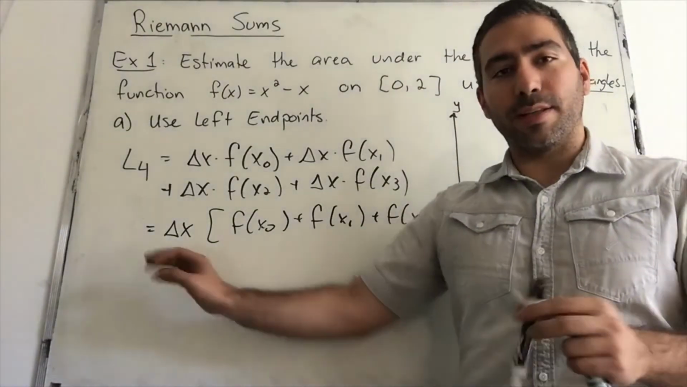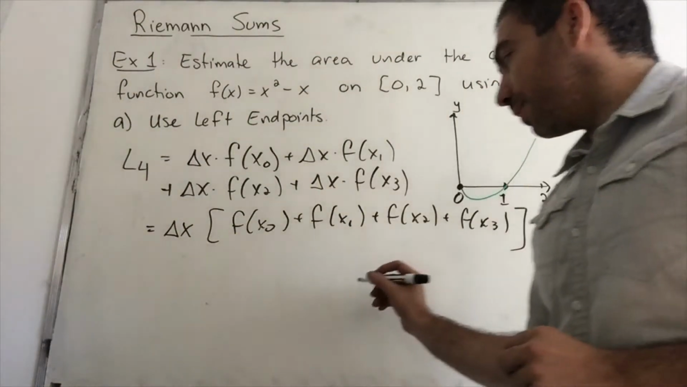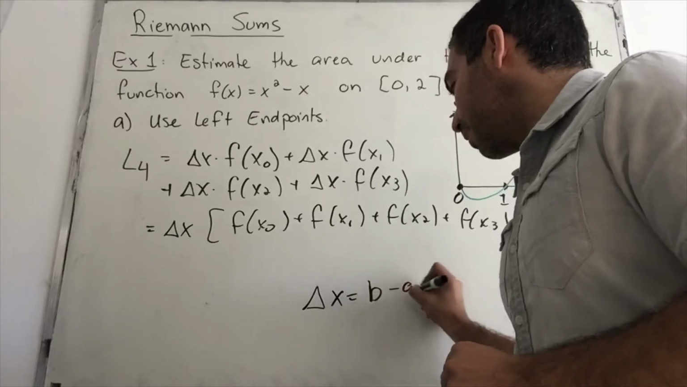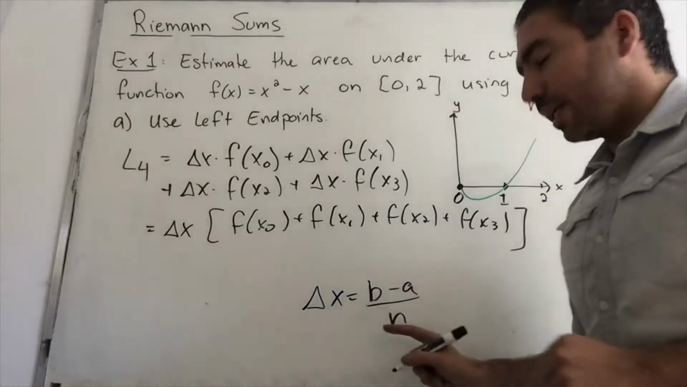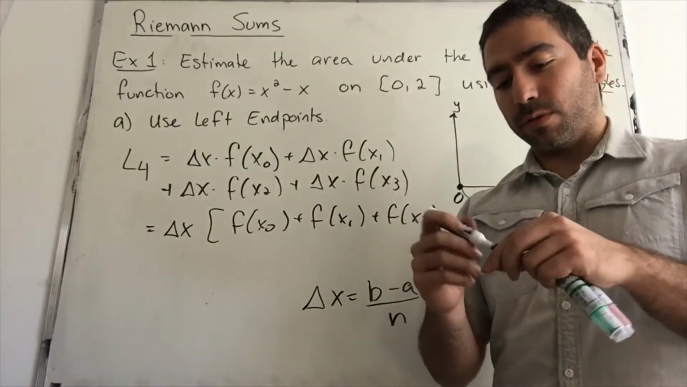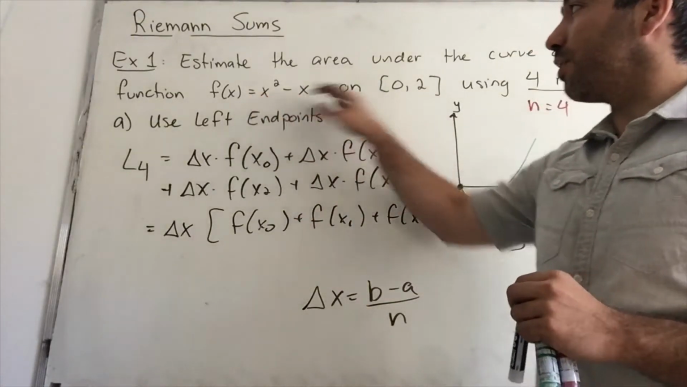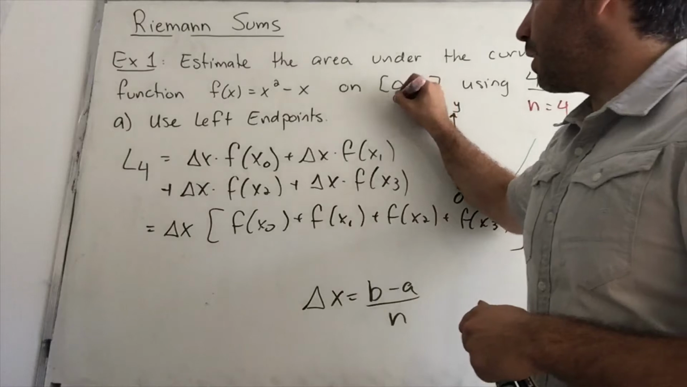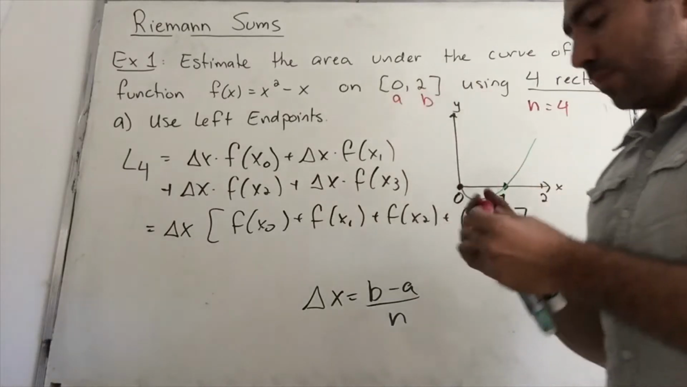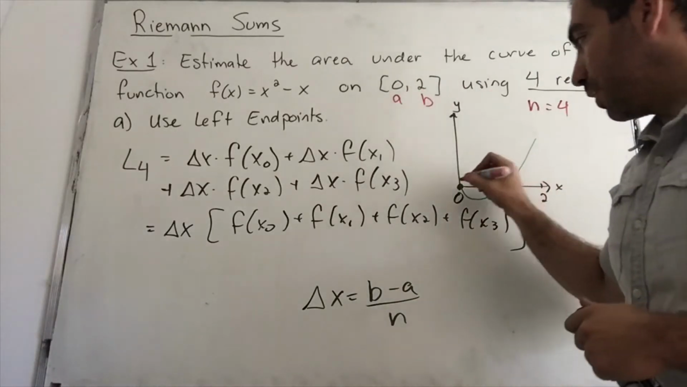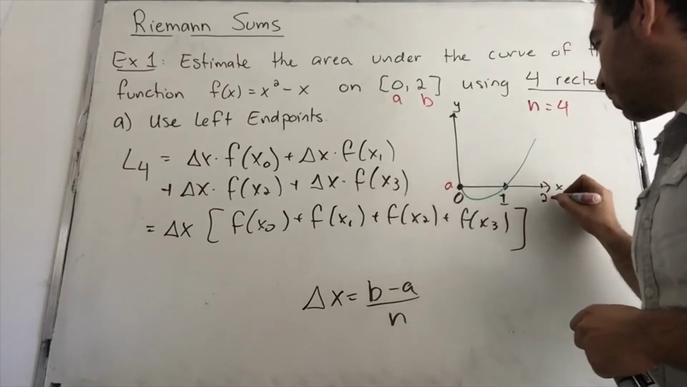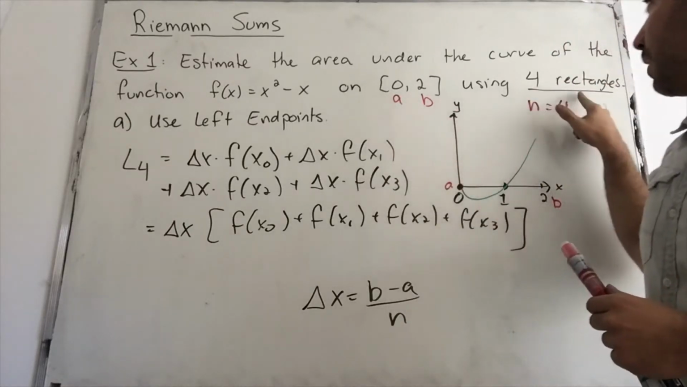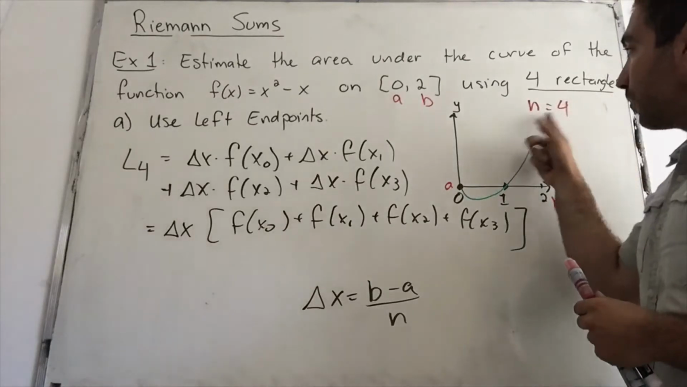Okay, so we begin by finding delta x using our formula. Let's do it here. I'll erase it after. But delta x equals b minus a over n. What's b, what's a, and what's n? Well, they give us the interval. They told us that they want this function on the interval from 0 to 2. That's our starting point, our end point. 0 is a, b is 2. Which we could see from our graph here. This is our a, this is our b. Okay, so that's done. And they told us there's 4 rectangles. So they told us also n is 4.